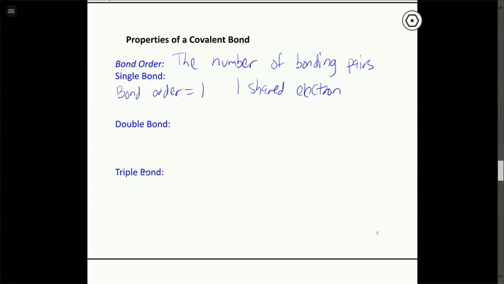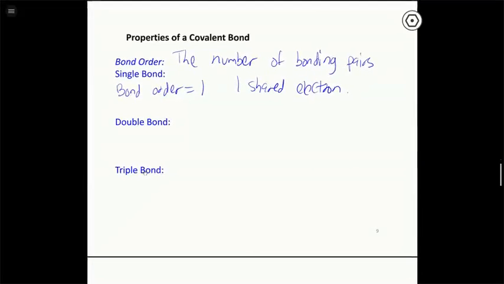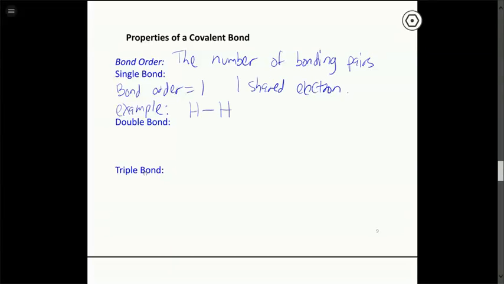All right, at the end of this week, we'll start learning how to predict the bond order for different combinations of atoms. But an example of this is hydrogen. Now, hydrogen only has one electron, so it can only form one bond with another hydrogen atom. There's only 2 electrons total. So you draw these single bonds as just a single line between the two atoms.